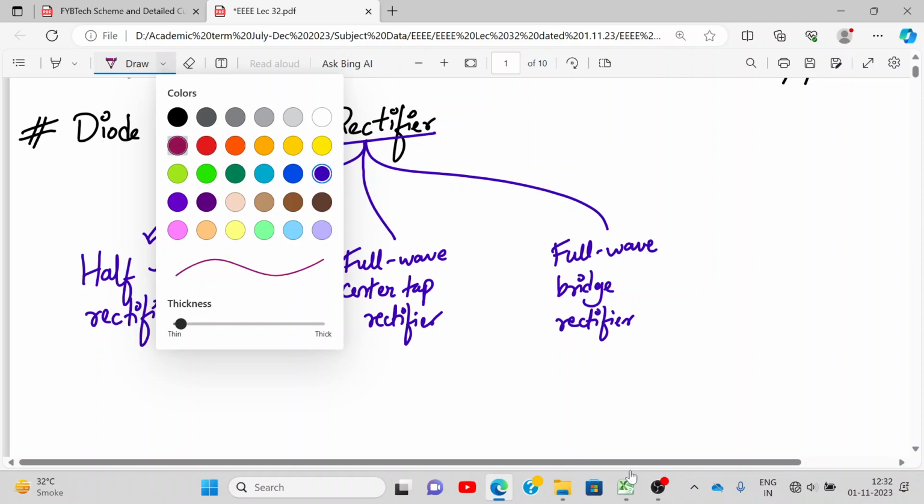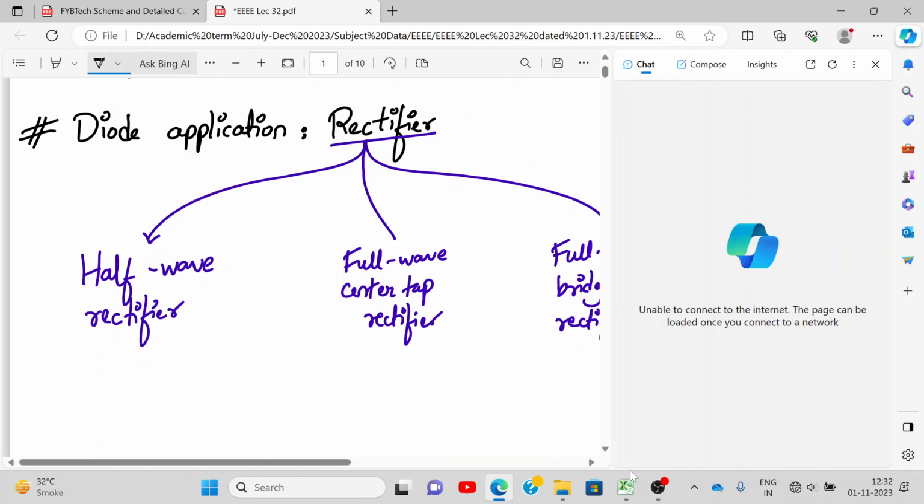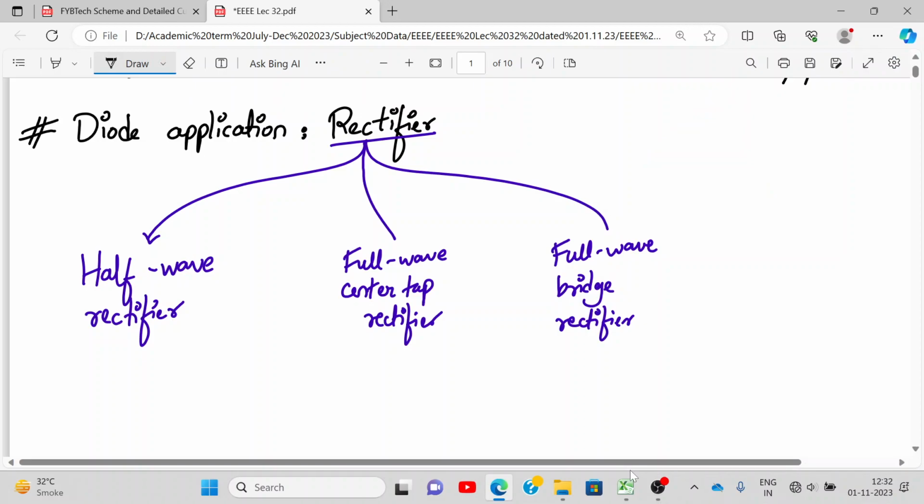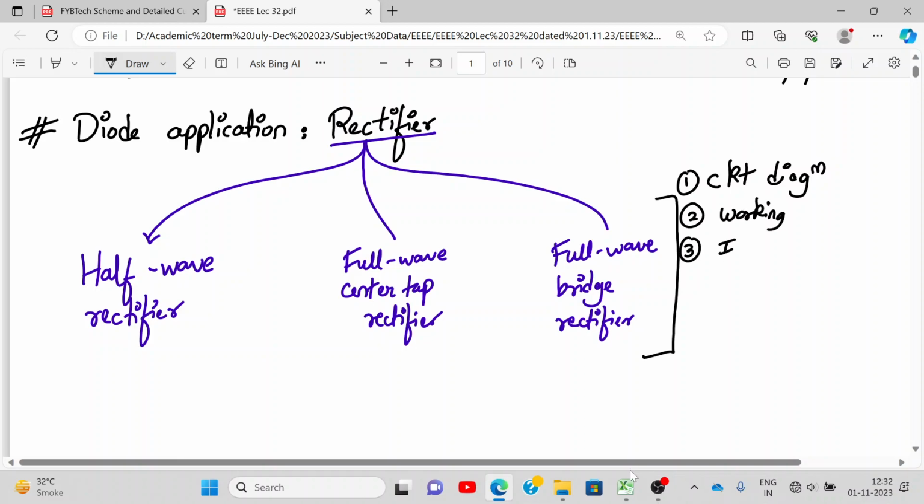Okay, so we'll discuss all of these. I'll write the common points which we are going to discuss for all these types of rectifiers. We are going to analyze each of them. So first of all, we will see its circuit diagram. Then we'll see how it works. Then the input-output waveforms with respect to time. Then we'll analyze the rectifier circuits.